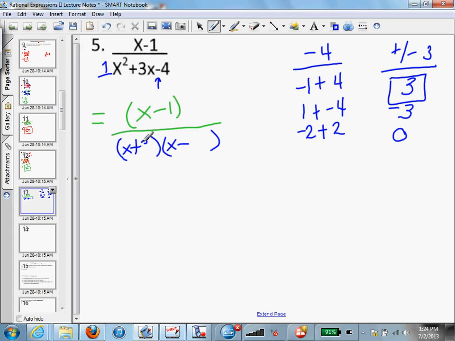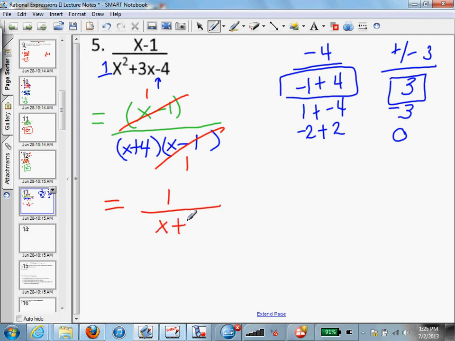So we have the selection of negative 1 and 4. So let's place the 4 in with the positive and the 1 in with the negative to keep the negative there. And so now we have these broken down. We can say that on top there's an x minus 1 and on bottom there's an x minus 1, leaving you with 1 in each case. We're left with 1 over x plus 4 as our answer.